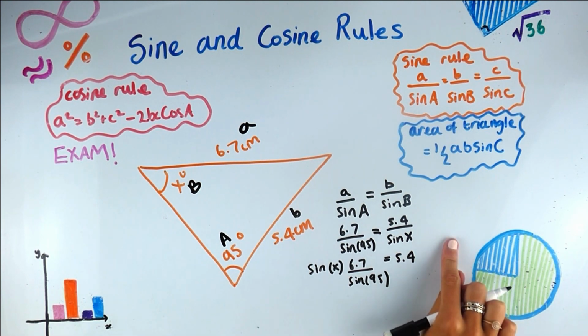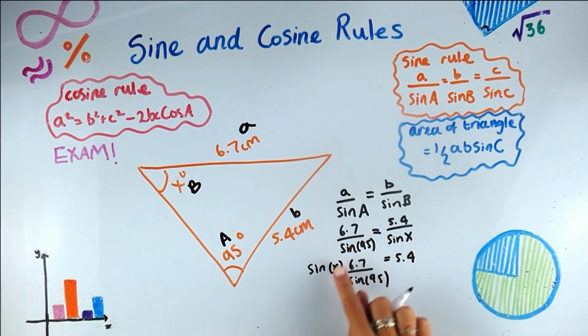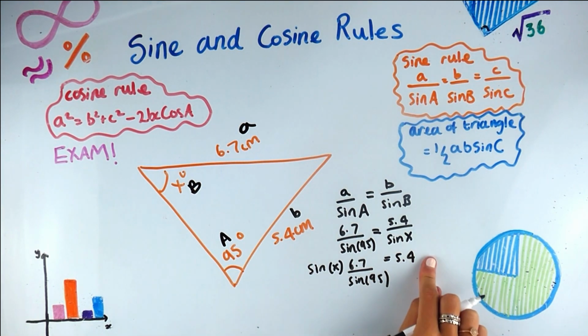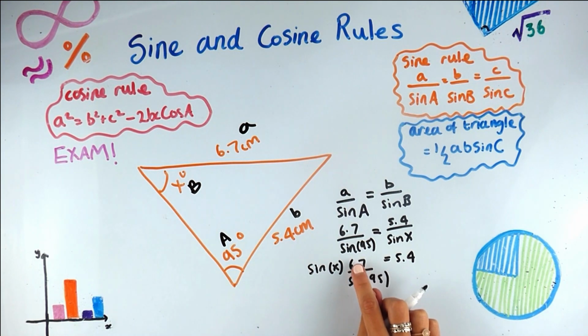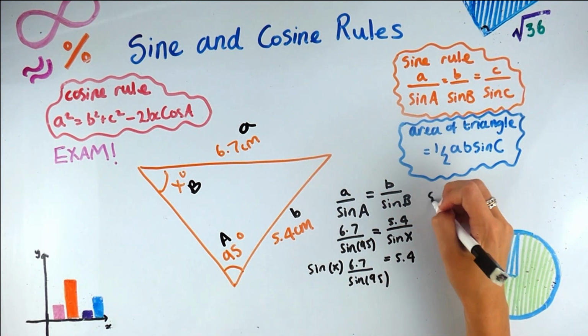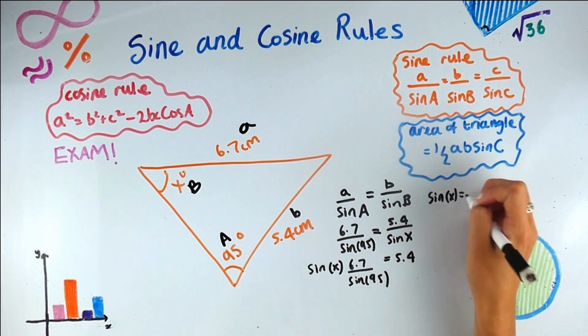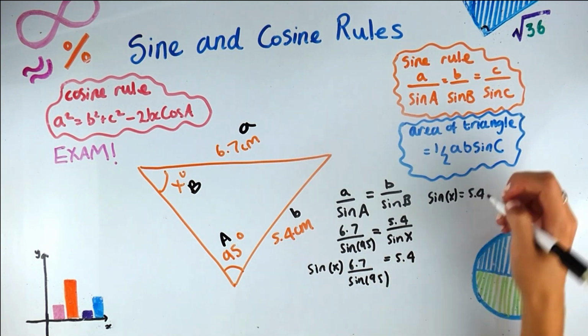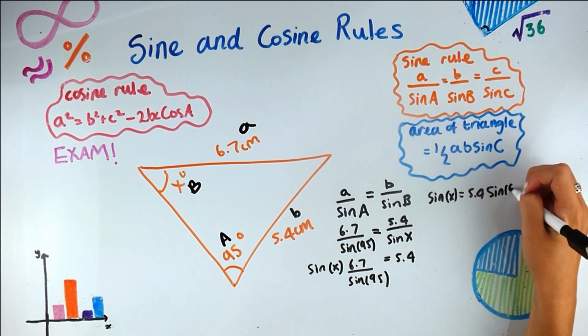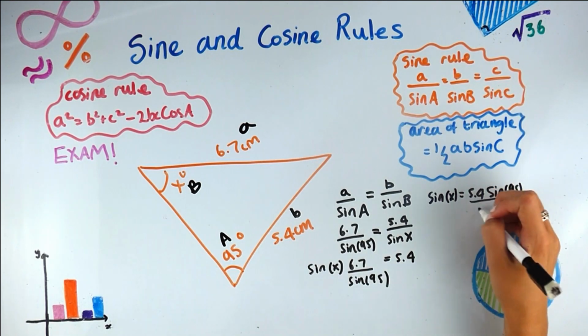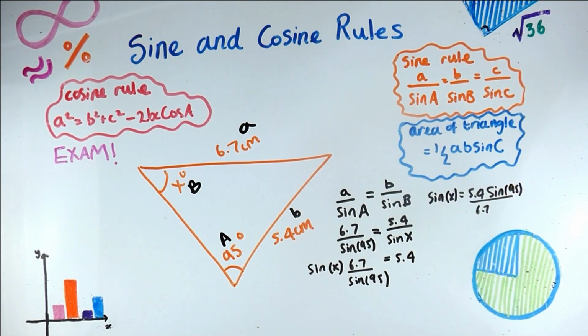And now the next step, which I'm going to write over here, is I'm going to try and get rid of this bit. So I'm going to pull the sine 95 up, and it's divide on this side, so it's multiply on this side. And then the 6.7 is multiply on this side, so it's going to be divide this side. So just rearranging. So we've got 5.4 multiplied by sine 95, and then divided by 6.7.